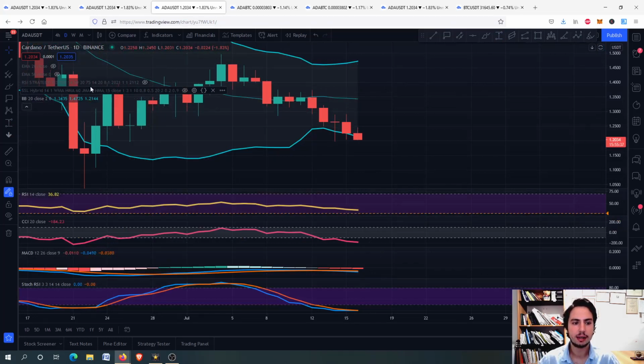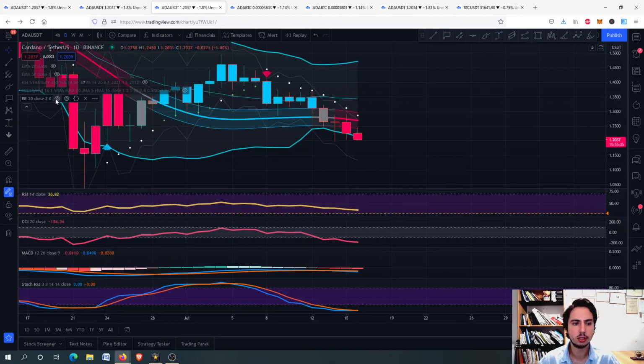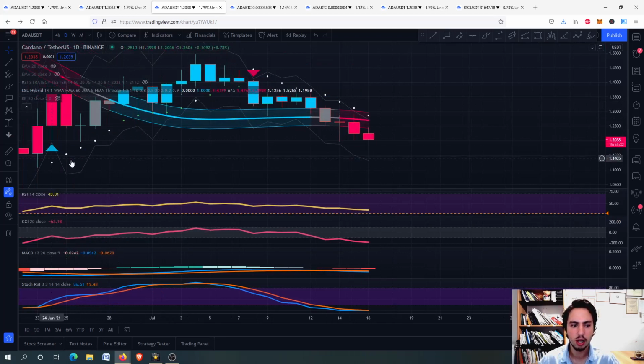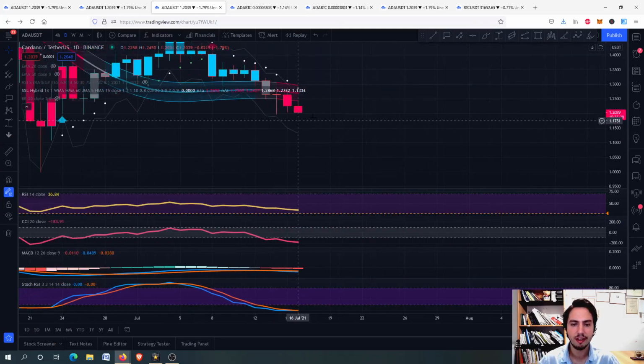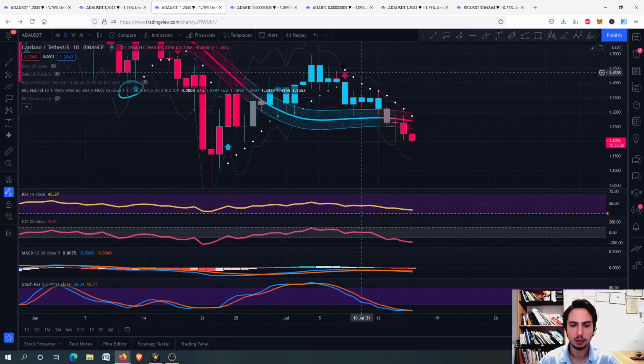And you can see that according to the SSL HYBRID, we will probably not have any buying opportunity at all. When we have this blue arrow right here, we have a buying opportunity, but we don't have any at all right now. And when we see the red arrow, we have to short our position.